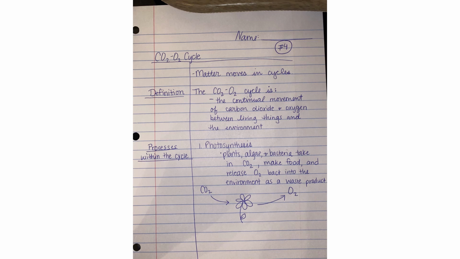So we wrote the first process, so I have a number 1 there, is photosynthesis. Here's the definition of what happens during that. And then my diagram down here, I have CO2 up in the top left with the arrow pointing to the flower or the plant, and then it releases the O2 or the oxygen back into the environment.